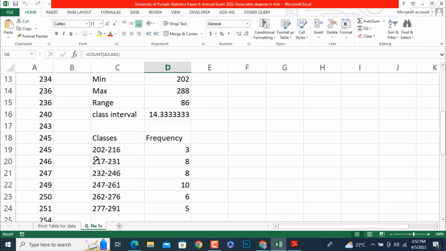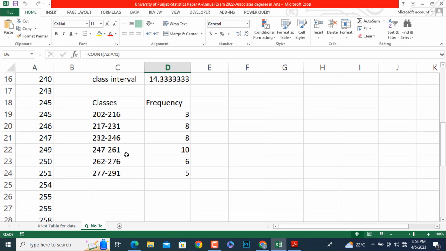So look at this. If you start from 202 to 216, 216 minus 202 is 14. But remember that 202 is included in this class, so the class interval is 15. Look at this vertically. The difference is also 15: 231 minus 216 is 15. From both sides, horizontally and vertically, the class interval is the same.